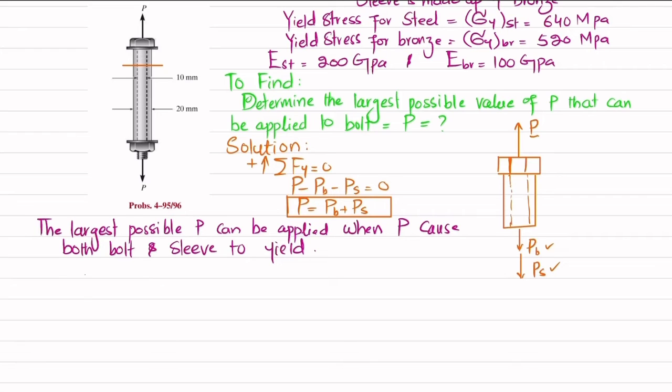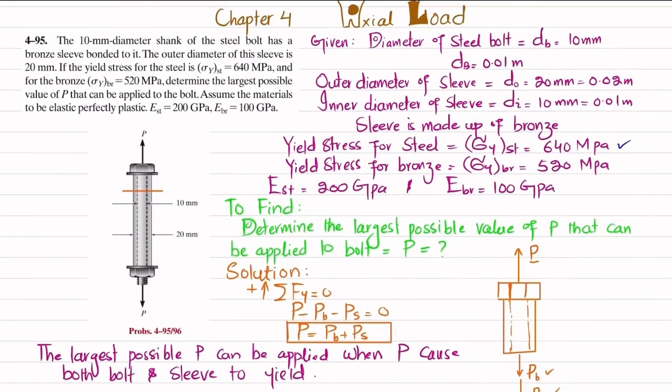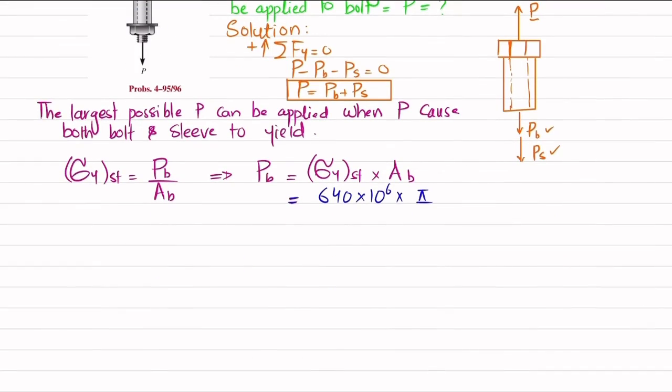So how we'll find this PB? So we know that yield stress for the steel is equal to load taken by the bolt divided by area of bolt. Clear? So from here, this PB will be equal to yield stress for steel multiplied by area of bolt. So you can see 640 megapascal is the yield stress for steel. So 640 multiplied by 10 to the power 6 in pascal multiplied by area of bolt. Diameter is given as 10 millimeter, which is 0.01 meter. So area of bolt is pi by 4 d_b square, so d_b is 0.01 square. That will give you PB. This PB will be the load that will cause the yielding in steel rod or steel bolt. And when you calculate it, you will get 50.265 kilo Newton.